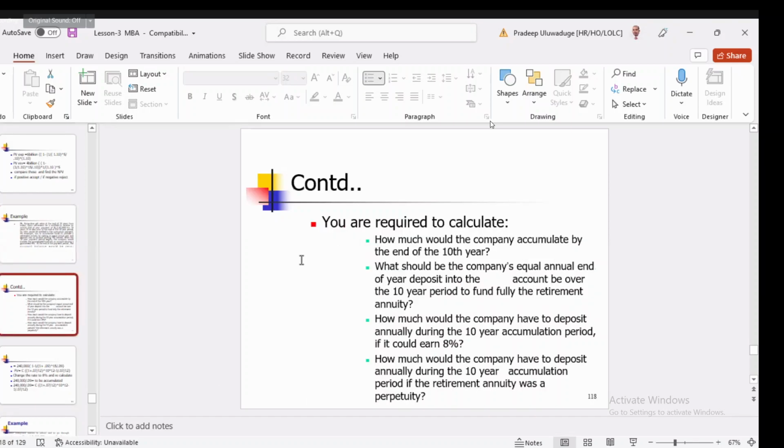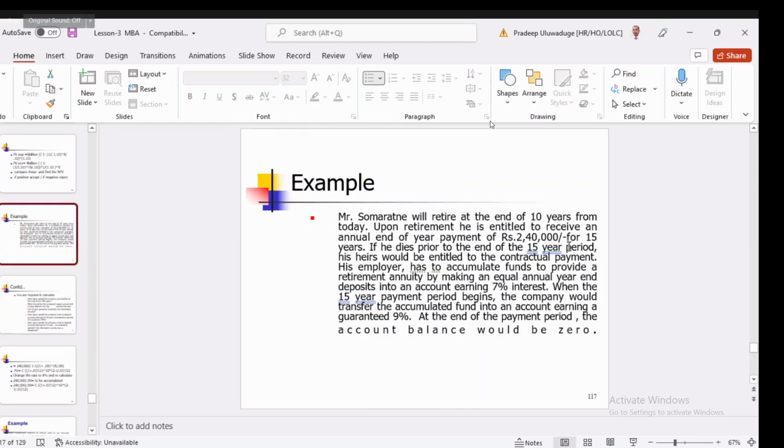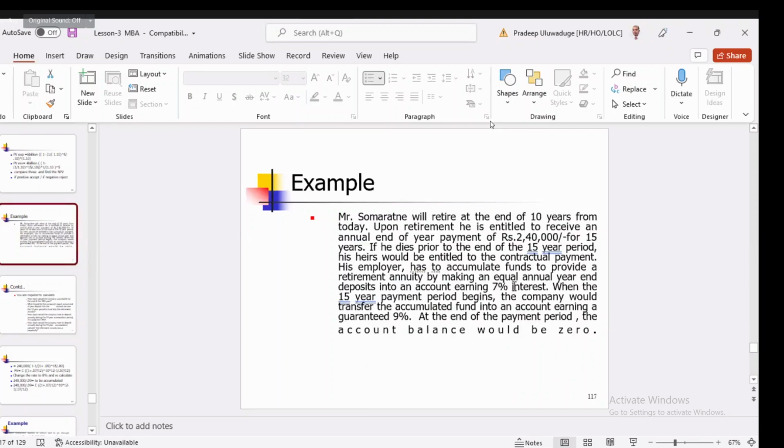So, how much would the company accumulate by the end of the 10th year? Yes, that is, they will put 240,000. They say they would put 240,000 for 15 years. What is the question? Yes, how much should the company accumulate? That is 240,000 for 15 years. Has to be there in the account after 10 years.